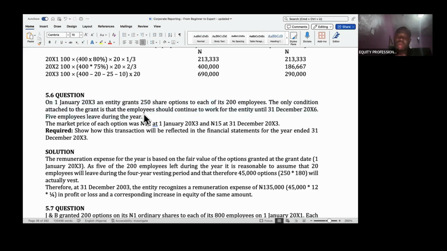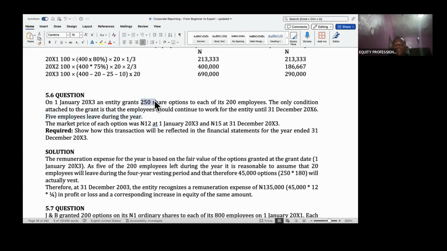Me, I will just play safe. Since they told me that 5 left in year one, and the examiner did not give me an estimate, I will just estimate that 5 will leave in year 2, 5 in year 3, and 5 in year 4. I would put it in my solution: since 5 left in year 1, I'm estimating that 5 will leave in each of year 2, year 3, and year 4. 5, 5, 5, 5. That means a total of 20 will leave over the 4 years. So the number of employees that will vest will be 180. That is 200 minus 20.